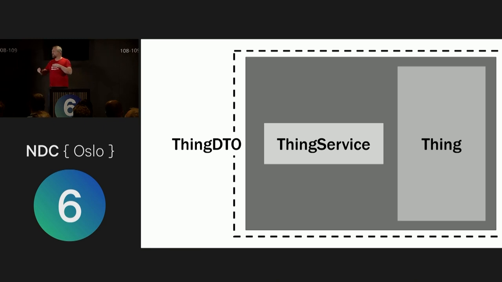If another box wants to get a thing, they can't do that, not directly. Or actually, they can't do it at all. Another box or something outside our box will never get a thing. It would only get a thing DTO. It can only access the thing service and ask a question, say, hey, I would like a thing with this ID, and you'll get something that the other party can pretend is a thing, but is not really a thing. It's a representation of the thing, customized for the thing service in this case.